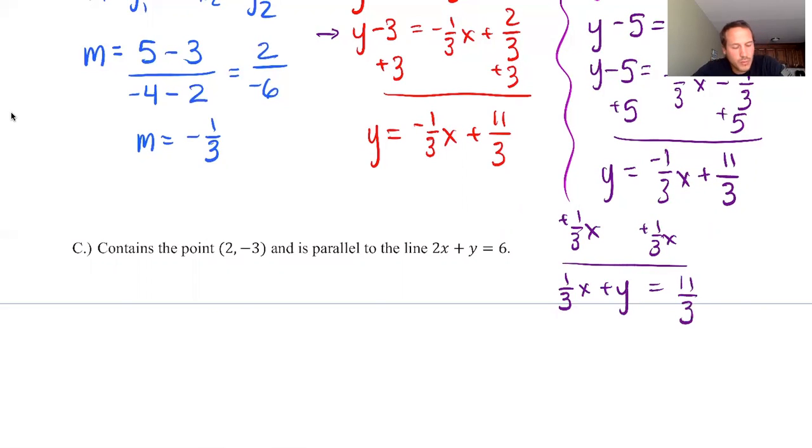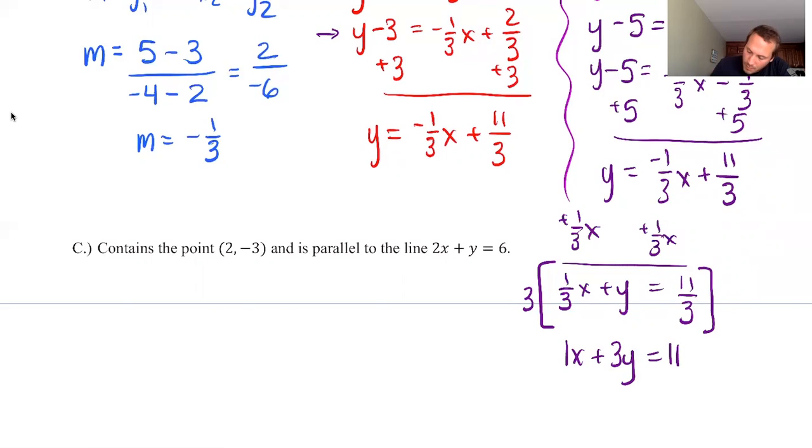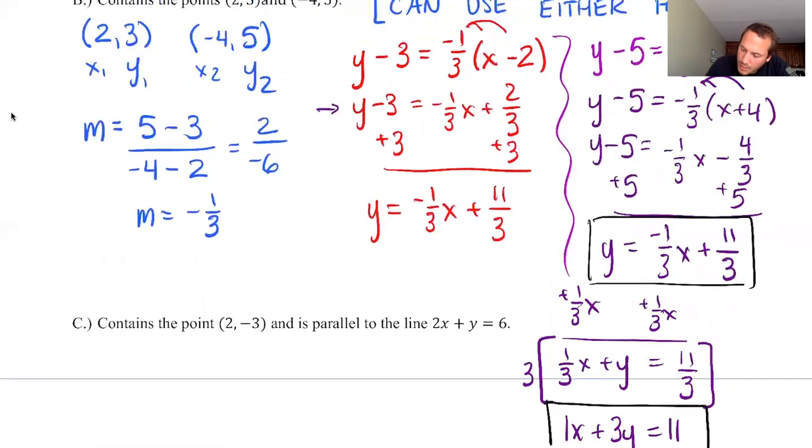Now, we don't really want to leave our general form like this. We don't really want general form to have fractions. So I'm going to multiply everything by 3. And if I multiply everything by 3, that's going to give me 1x plus 3y is equal to 11. So there's everything that I need for this last problem, problem B. Any of these will be an acceptable answer for you, okay? So I just wanted to point that out for you guys.